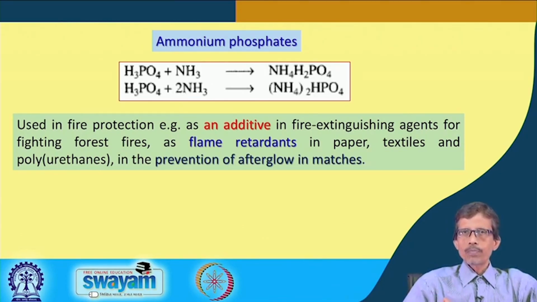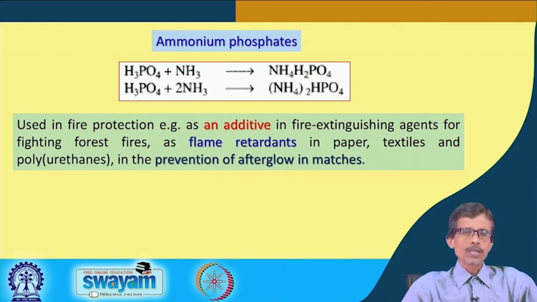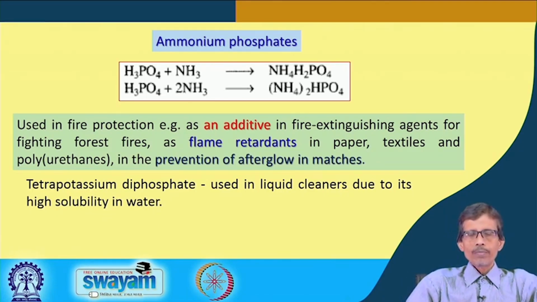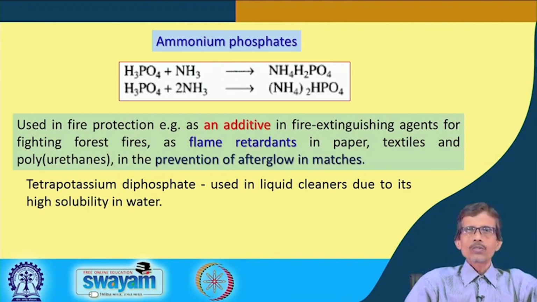So we have to use some chemical treatment for that purpose, and that chemical treatment is nothing but the use of these simple ammonium phosphate salts. And this is not the end of the story. One of them is that we can make tetrapotassium diphosphate, which can be used as a liquid cleaner due to its high solubility in water.